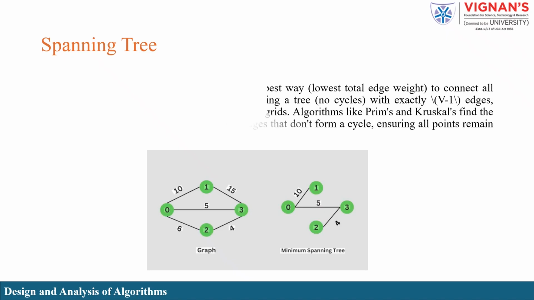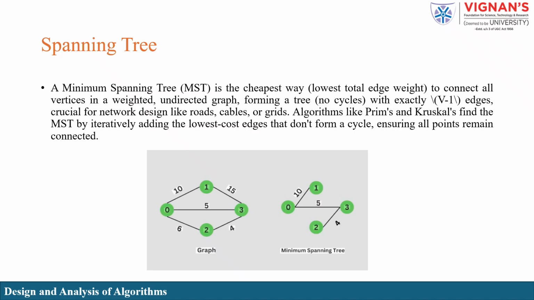A minimum spanning tree, or MST, is the cheapest way to connect all vertices in a weighted, undirected graph. Here, cheapest means the minimum total edge weight. The MST forms a tree structure, so it contains no cycles and exactly v-1 edges, where v is the number of vertices. This concept is very important in real-world applications such as road networks, electrical cables, and communication systems.